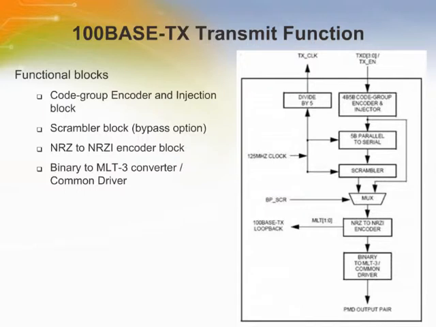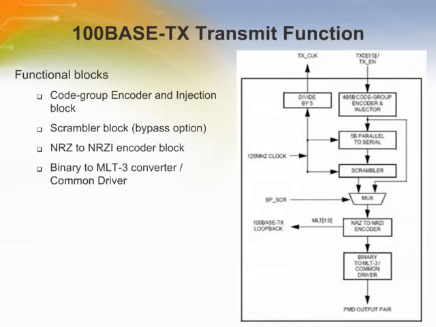The 100 Base-T transmitter consists of several functional blocks which convert synchronous 4-bit nibble data to a scrambled MLT-3 125 megabit per second serial data stream. The block diagram provides an overview of each functional block within the 100 Base-T transmit section. The transmitter section consists of a code group encoder and injection block, scrambler block, NRZ to NRZI encoder block, and a binary to MLT-3 converter and common driver.